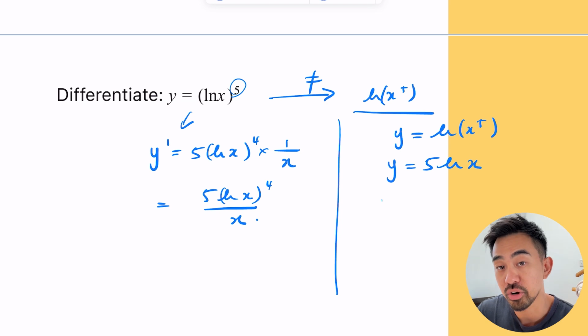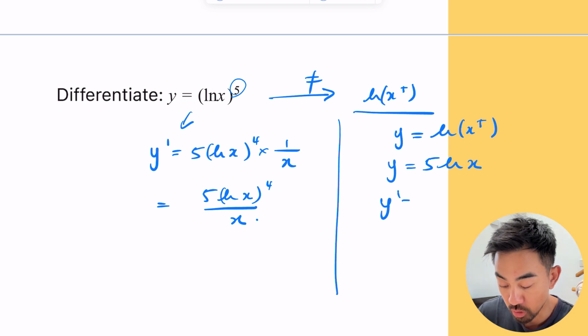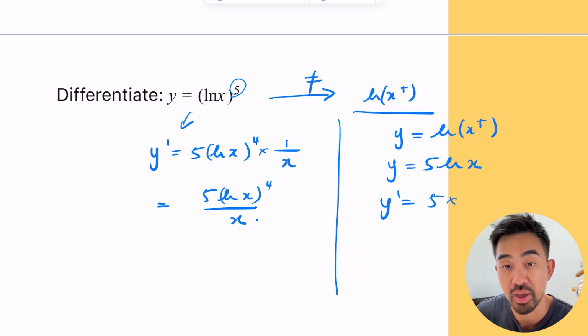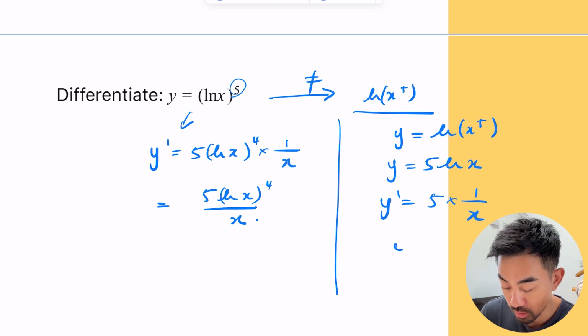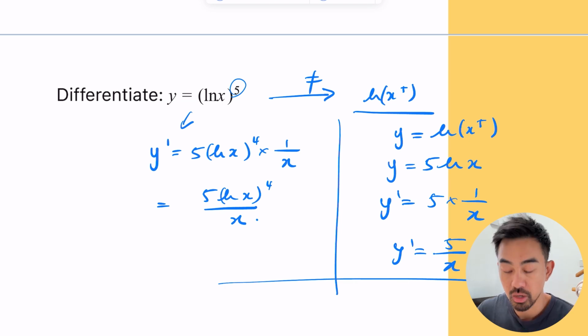And now I can just differentiate with the 5 out the front as a constant. So all I need to do is times by the derivative of ln x, which is 1 on x. So y dash is 5 on x. Done.